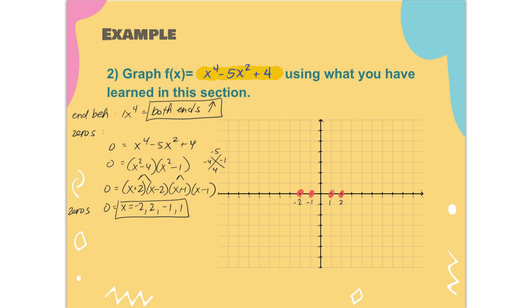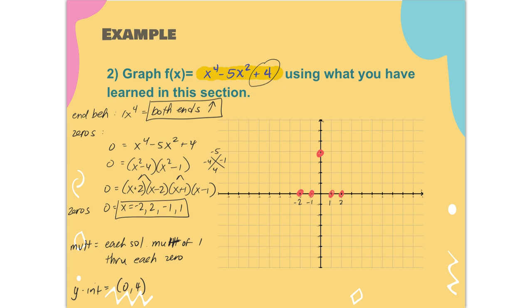Now my multiplicity. In this case, each solution has a multiplicity of 1. So that means I'm going to go through each zero, or each intercept there, because they each show up an odd number of times. Last but not least, my y-intercept. Now, guys, my y-intercept is always the constant, and we write it as an ordered pair. So I'm going to go through the y-axis at (0, 4). So again, I come here, and here's (0, 4).